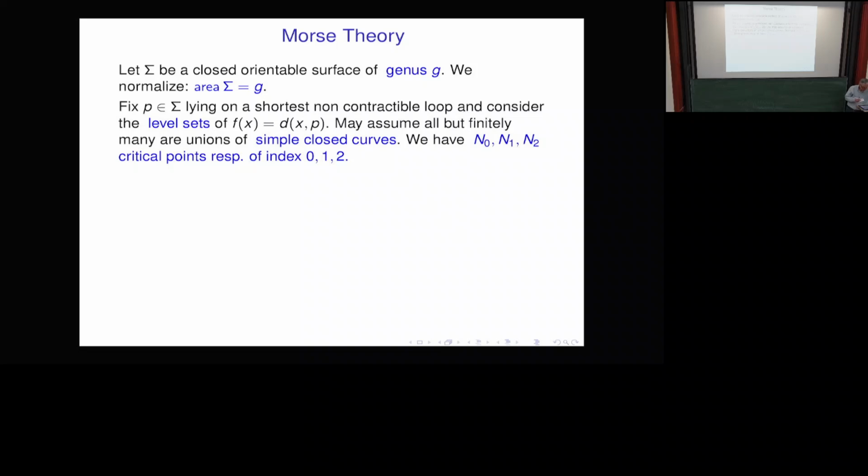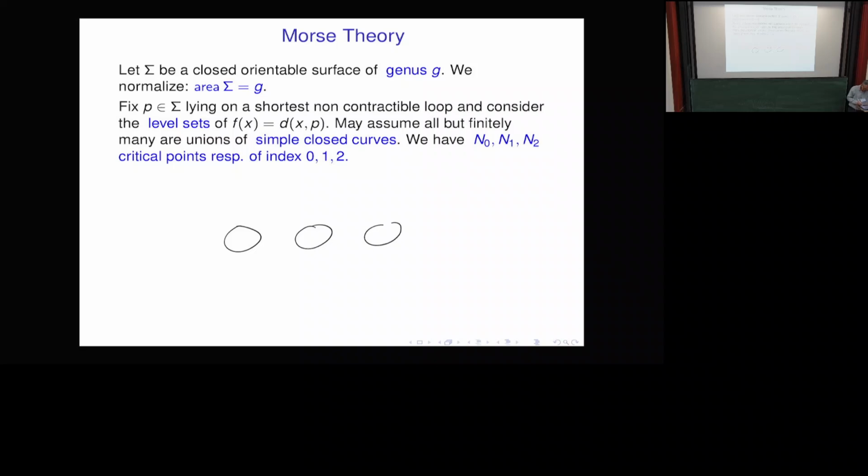We may assume that, if I change slightly the metric or the function, we are going to have a Morse function. So all of these level sets are going to be just unions of finitely many simple closed curves. And at finitely many points, I'm going to have critical points of index 0, 1, or 2. So what does it mean?